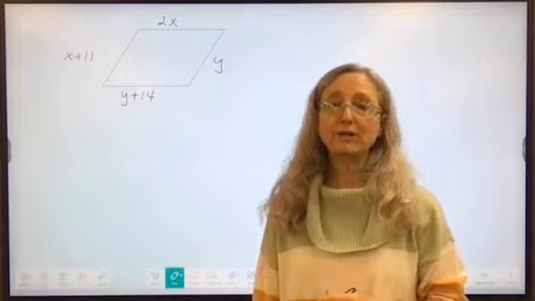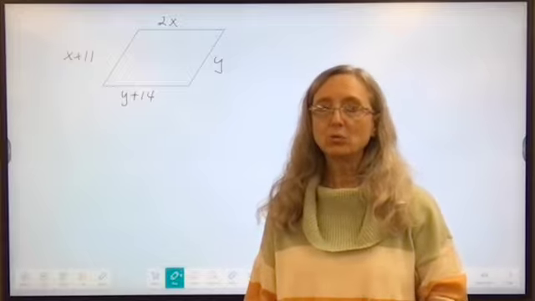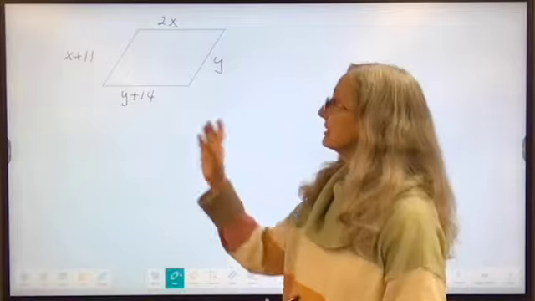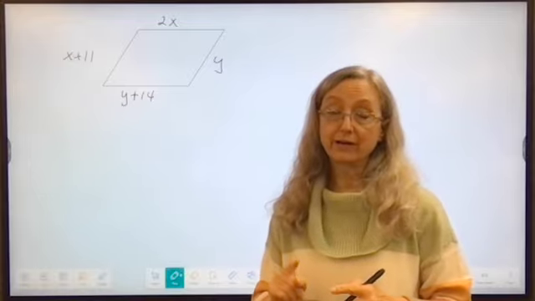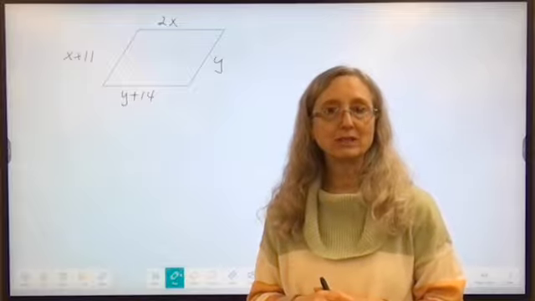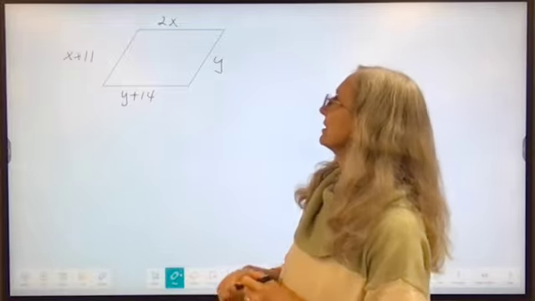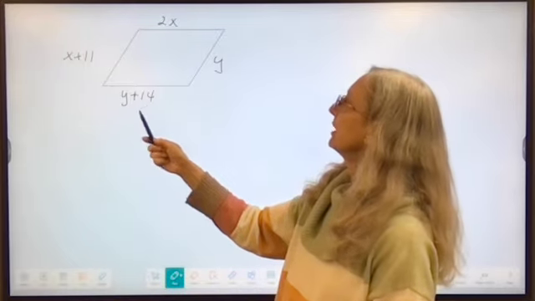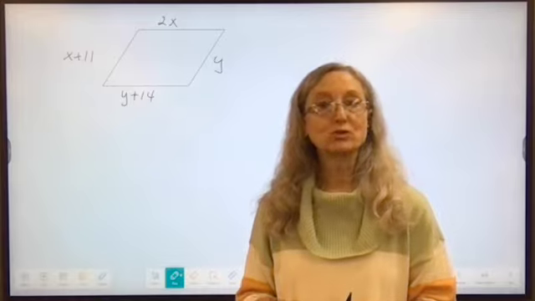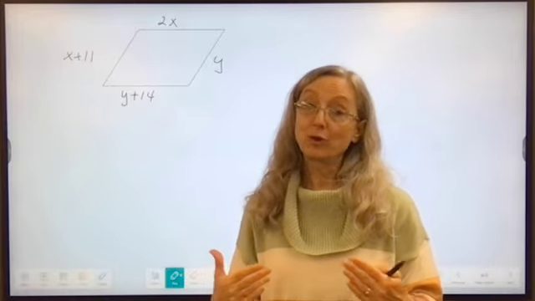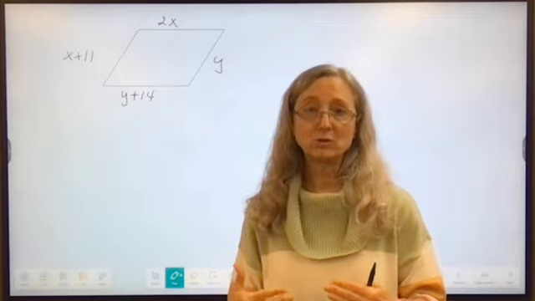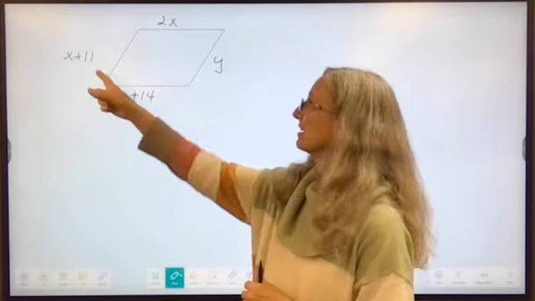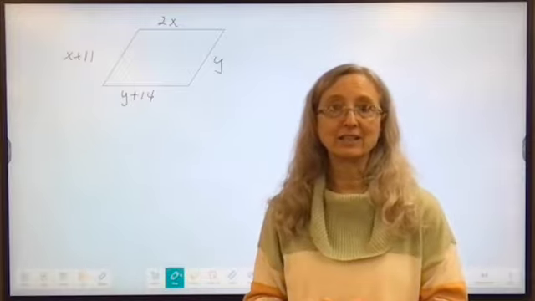Here's another problem of the exact same type. What would the X and the Y have to be for this to be a parallelogram? For this to be a parallelogram, both pairs of opposite sides would have to be congruent. So you would have to say that y equals x plus 11, and that y plus 14 equals 2x. Those are a little trickier because we have two equations with two variables, and we have to put them together because I've got x and y involved in both of them.